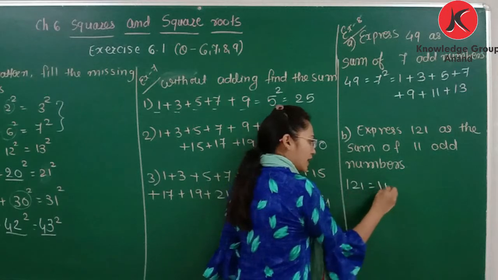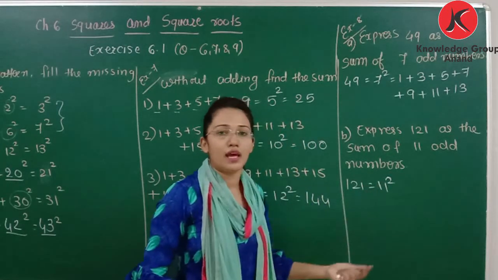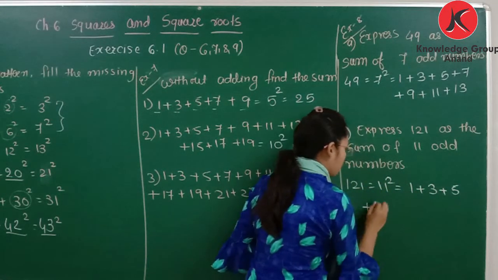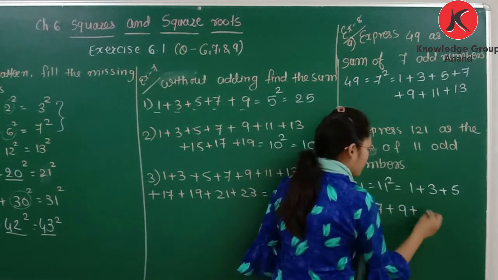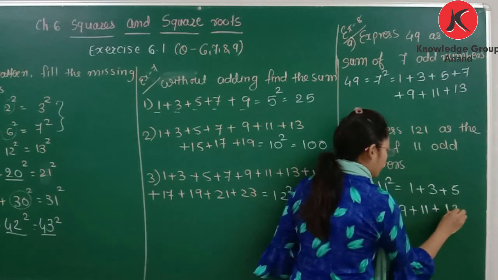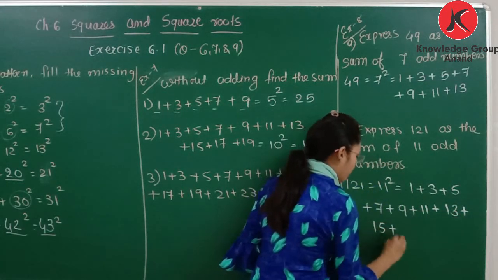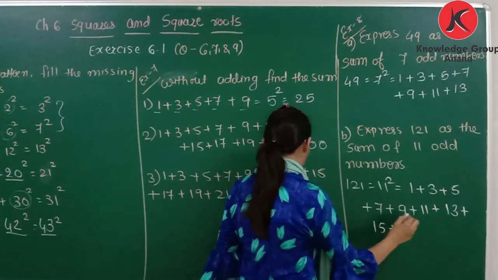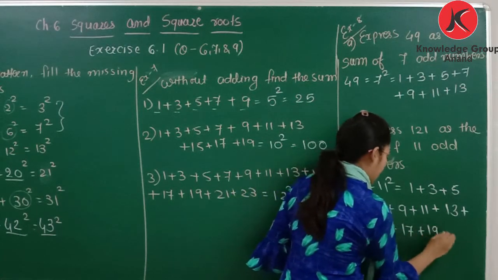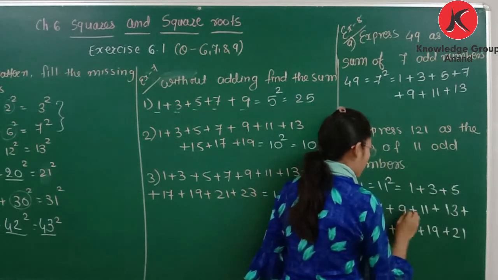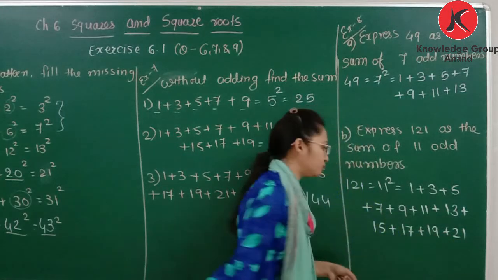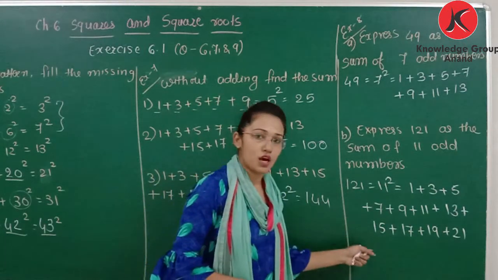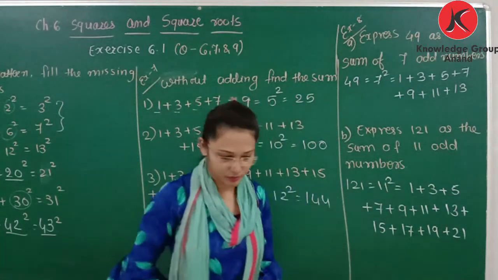121 means 11 square. So we need to add 11 odd numbers. So we can write 1 plus 3 plus 5 plus 7 plus 9 plus 11 plus 13 plus 15 plus 17 plus 19 and 21. 1 2 3 4 5 6 7 8 9 10 and 11. Okay, this way you can represent the number as a sum of successive odd numbers.